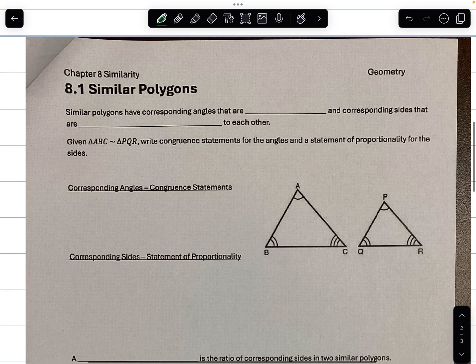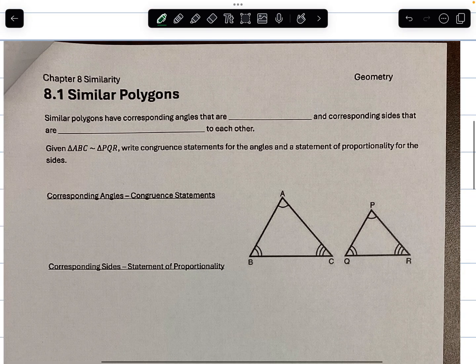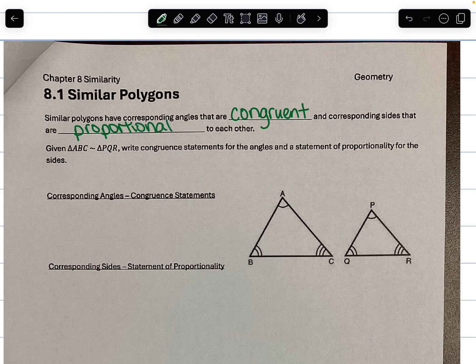So similar polygons have corresponding angles that are congruent. And then they have corresponding sides that are proportional to each other. So we know congruent means the same, all right? So we know all of our angles are going to be, like in this case, A is congruent to P, B is congruent to Q, C is congruent to R, right? So it gives us this congruent statement.